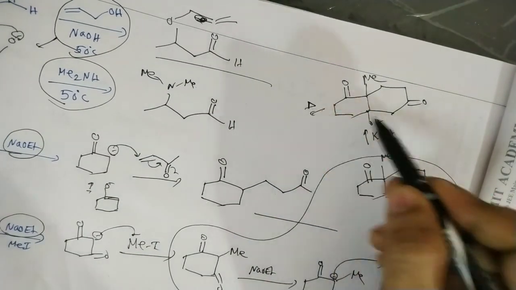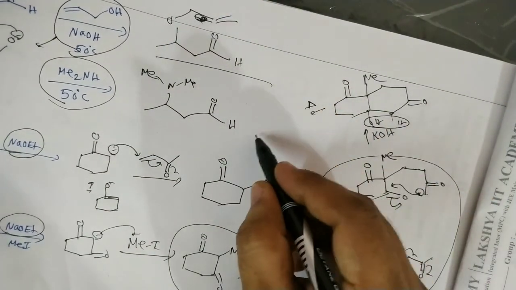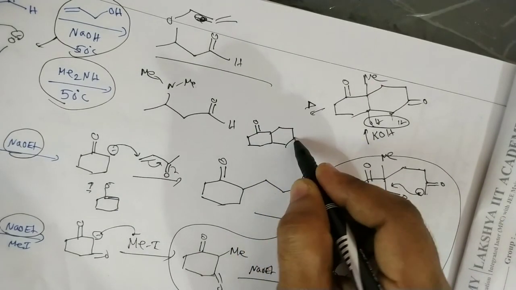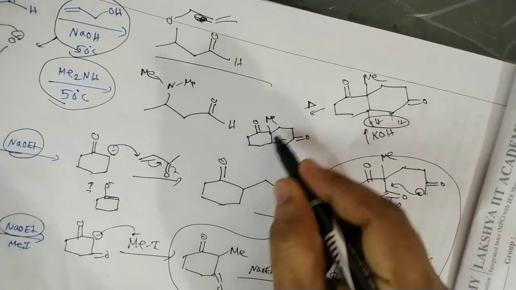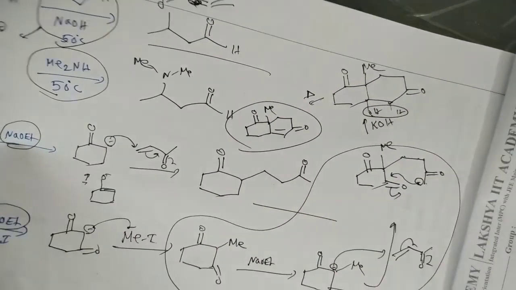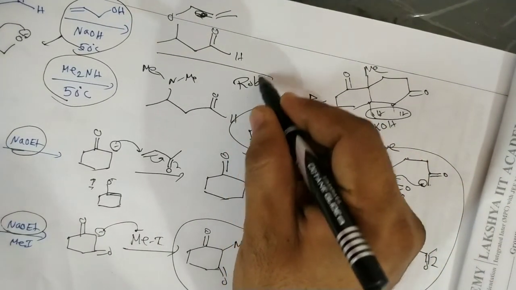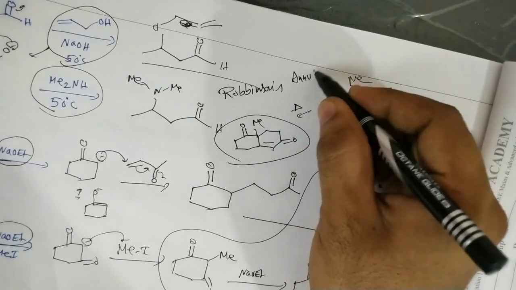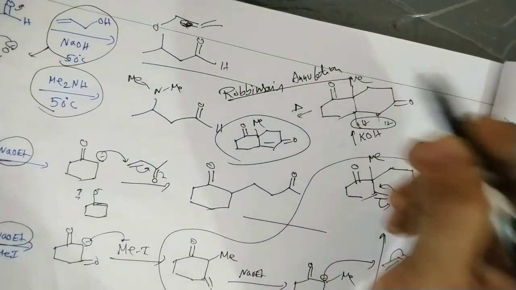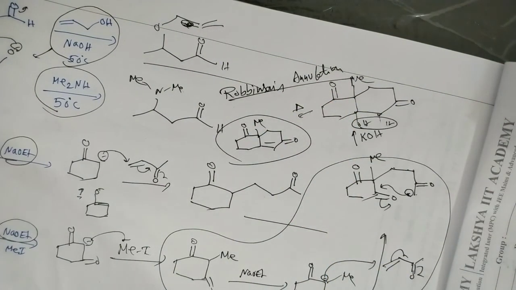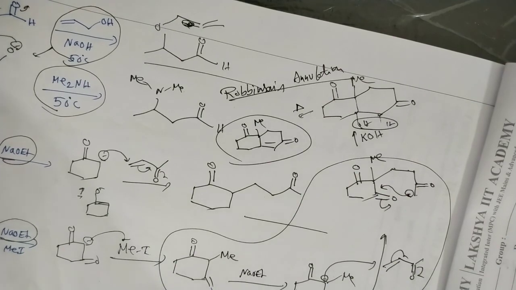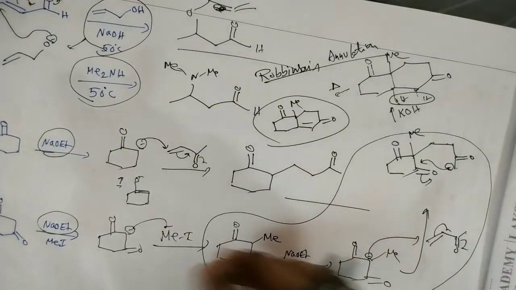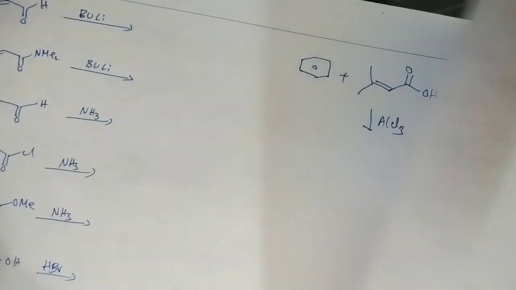Of course here this one on heating undergoes dehydration. So finally the product is double bond O and double bond O, this one methyl. It is a Robinson annulation reaction. We know that Robinson annulation, annulation means ring formation. Robinson annulation involves conjugate addition and intramolecular Aldol reaction.